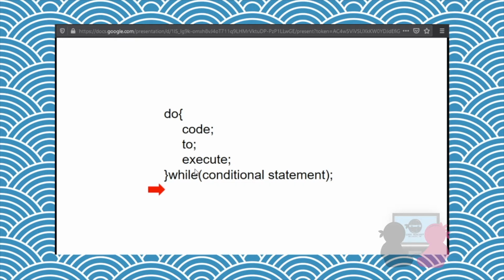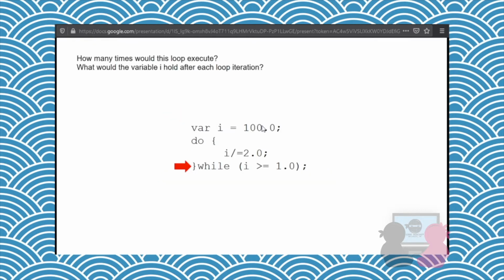An important thing to notice here is that do-while loops always execute their code blocks at least once, unlike for and while loops, which have the option of never executing their code block. Let's look at an example. This code divides a number variable by 2 until the number is less than 1. The variable starts by holding the number 100.